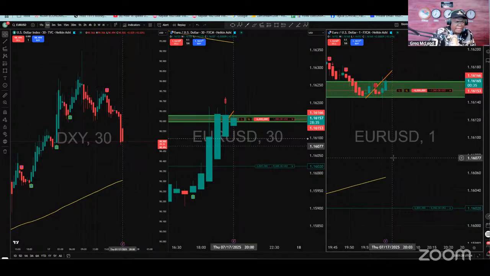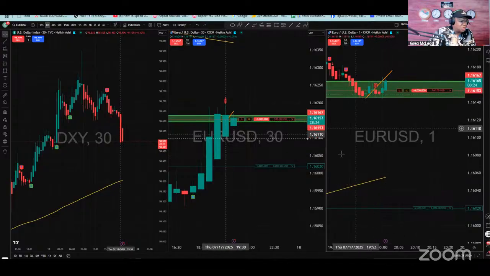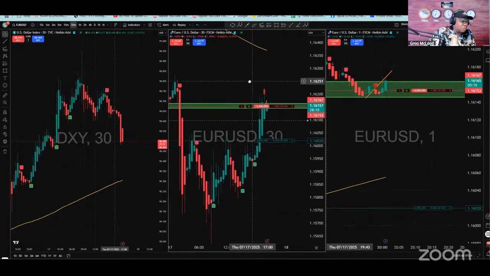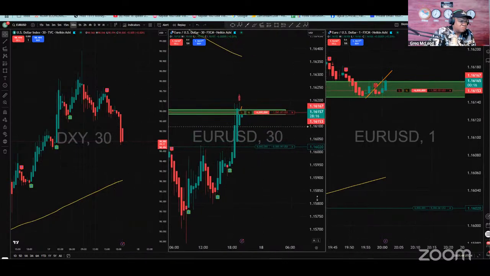It's 8 o'clock. Price turned up from the box. We didn't get a color change on our higher time frame candles. One, two, three. We get a 4.